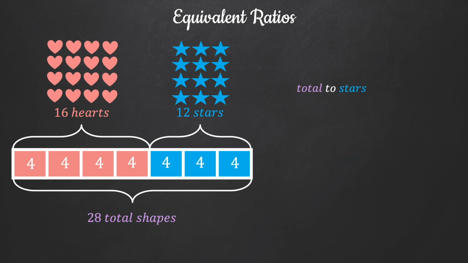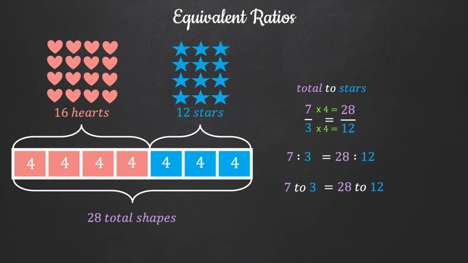And then finally, we have total to stars. Our original ratio was 7/3. And once we quadruple that, we get 28/12. And again, we could rewrite these ratios using a colon and the word "to." And that's it.